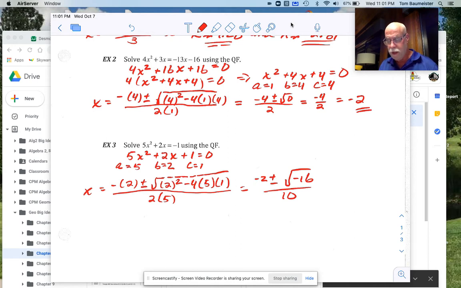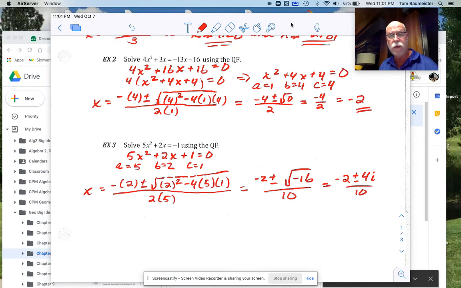All right, now remember, what happens when I have a negative under the radical? I can now make it an i. So 2 plus or minus, well, what is the square root of 16? That's 4. Since it's a whole number, I'll put it in front of the i. And again, that's going to be over 10.